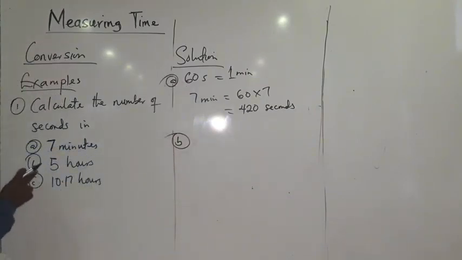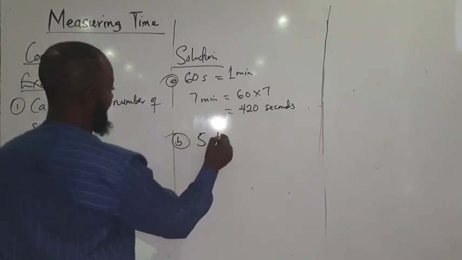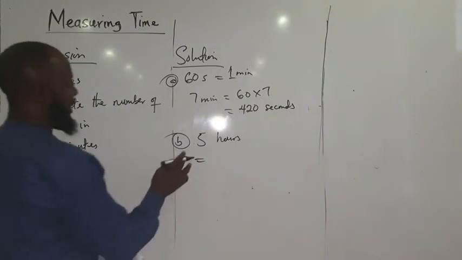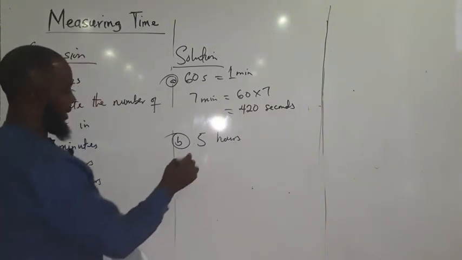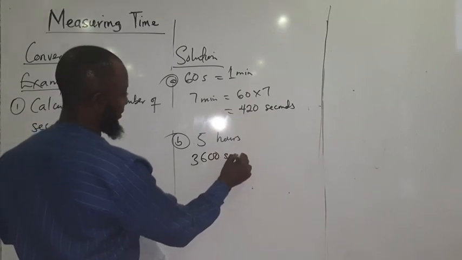So the next part is 5 hours. So how many seconds do we have in 5 hours? The same thing. So now, how many seconds make 1 hour? I've shown you 3,600 seconds, right?